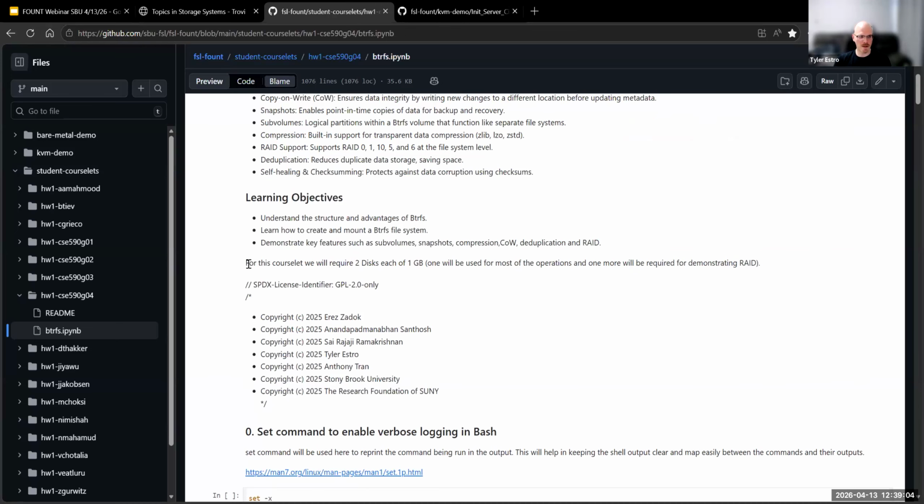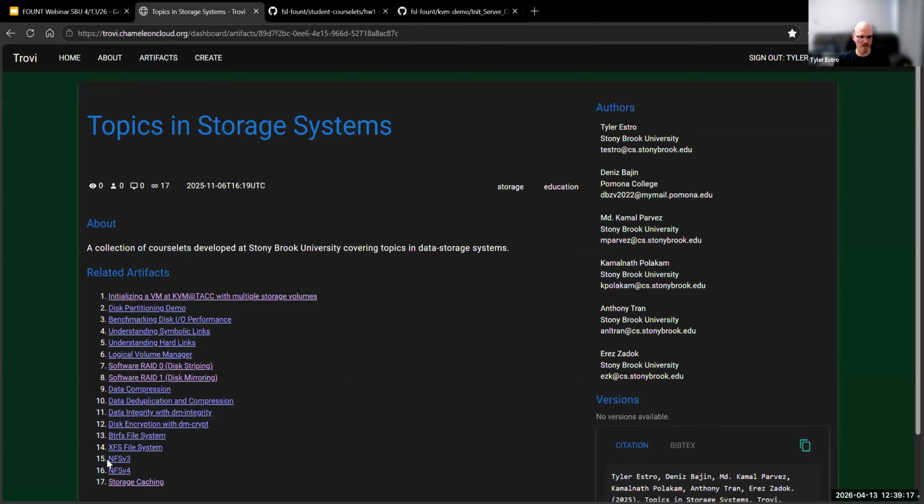We also asked them to define the hardware requirements up front. For this courselet, it's pretty simple. You just need 2 disks. Others were a little more advanced. We had 2 NFS courselets, so those required creating 2 VMs, and there was a lot more advanced networking setup than this particular courselet.